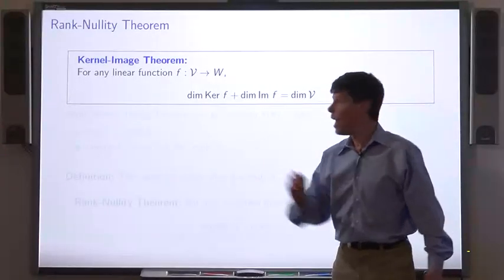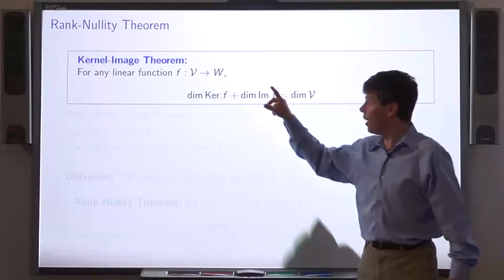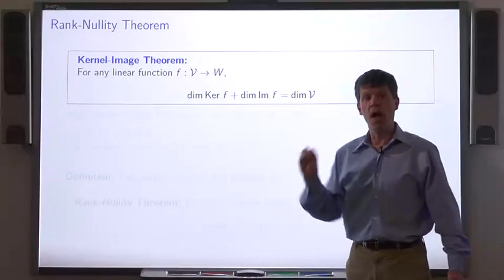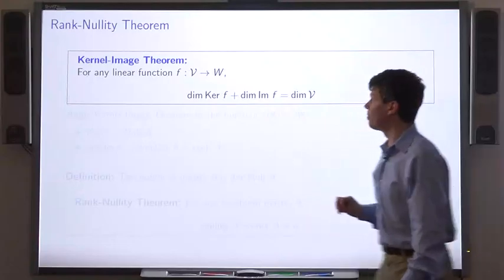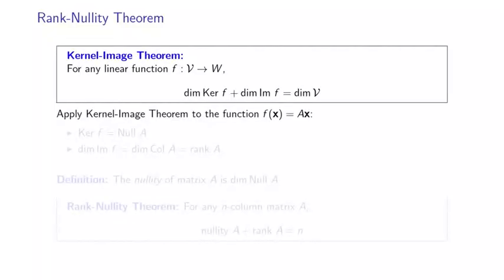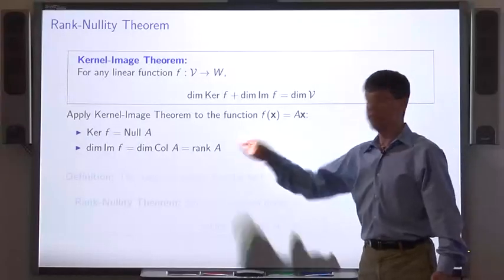Now we'll prove an analog of the kernel image theorem specifically for matrices. Apply the kernel image theorem to the function f of x equals A times x. Then the kernel of f is just the null space of the matrix A, and the dimension of the image of f is the dimension of the column space of A, which is just the rank of A.